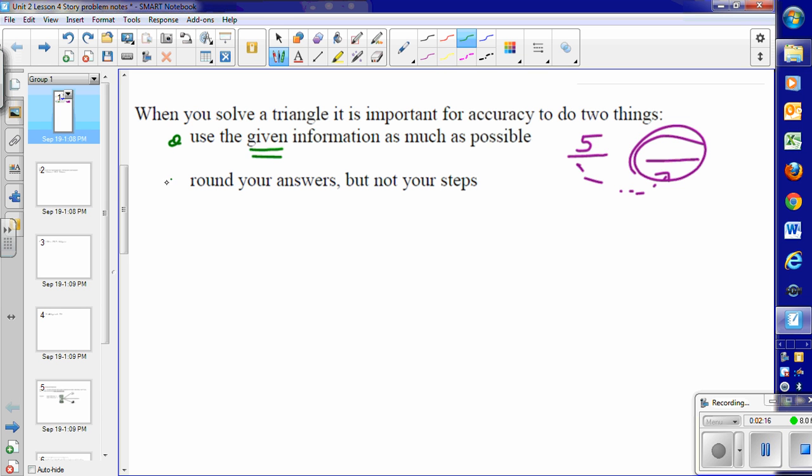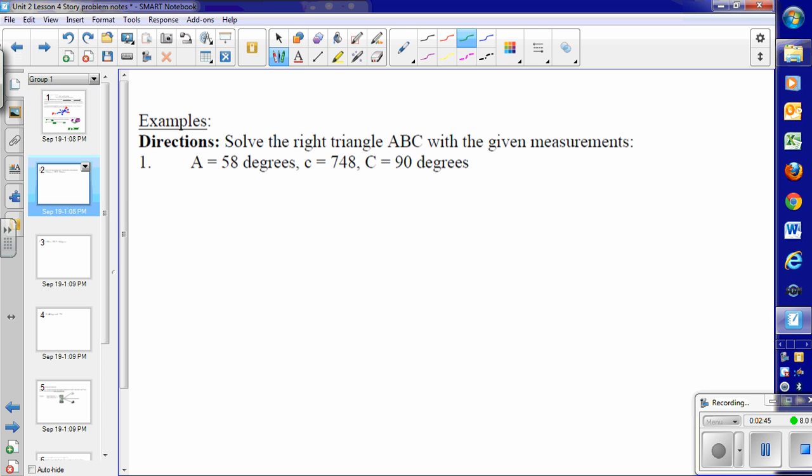So try to use the given as much as possible, unless you are incredibly confident you have made no mistakes. And then the second thing is you only round your answers. You do not round your steps. So going back to this idea of using one answer to determine another, if you're in the middle of a problem and you have a middle step that says on your calculator 5.13798, but you decide to just call that 5, you're going to lose some accuracy in your answer. So keeping that in mind, let's try some of the examples now.